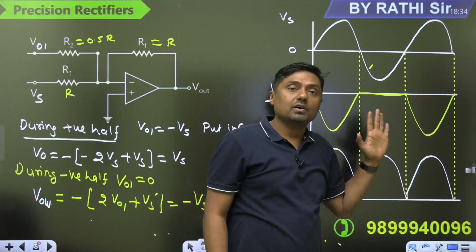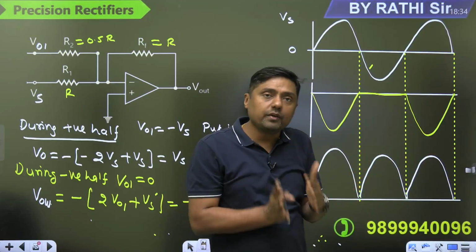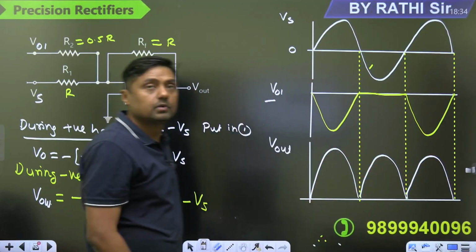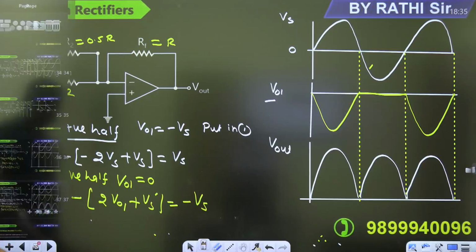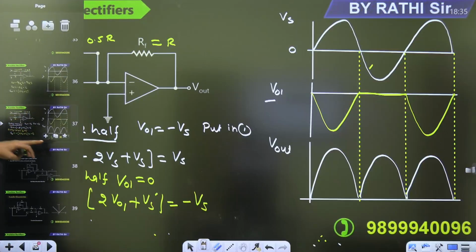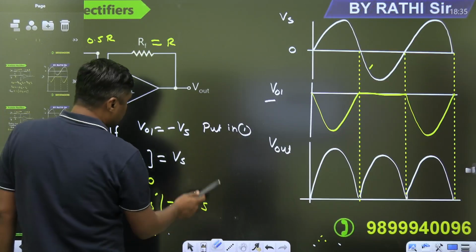Full wave. Easy. So what is the full wave rectifier? Half wave rectifier followed with the summer. Finally, you can draw a transfer curve. Very easy transfer curve here.